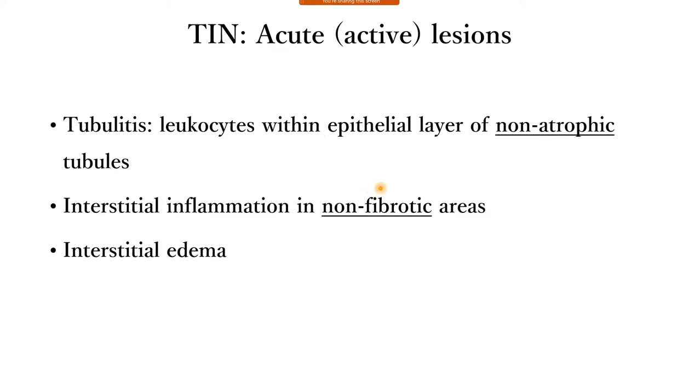So active lesions have mainly three things. First, tubulitis, which is leukocytes within the epithelial layer of non-atrophic tubules. This is important. It's in non-atrophic tubules. Second, interstitial inflammation in non-fibrotic areas. Third thing is interstitial edema.